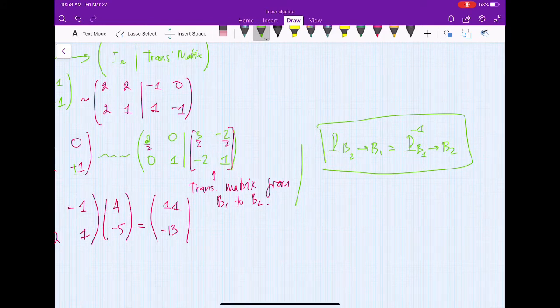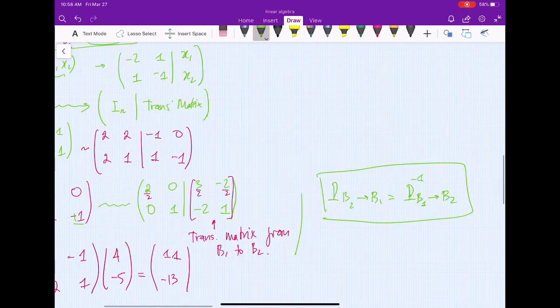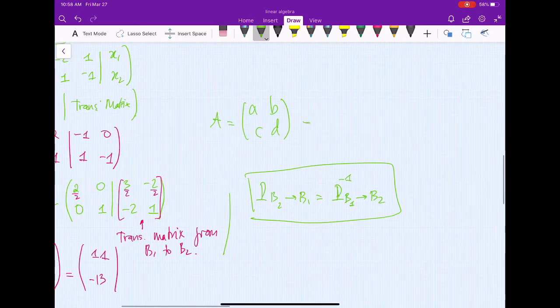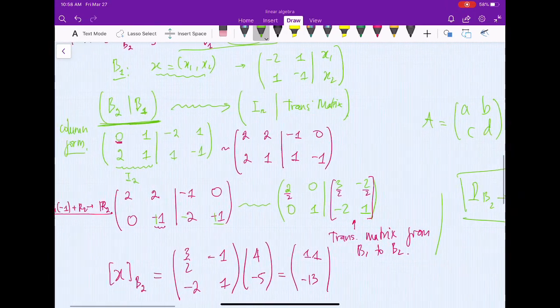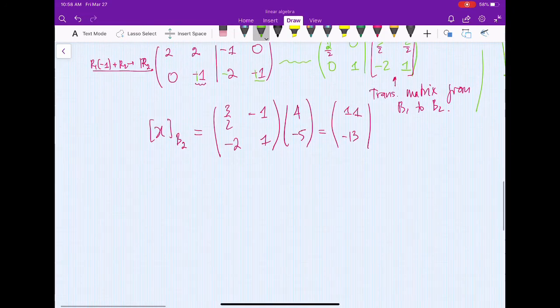And for 2 by 2 matrices, you have the formula of the inverse. If you have matrix A equal to [a, b; c, d], and A is invertible, you can find the inverse matrix as 1 over (ad minus bc) times [d, -b; -c, a]. All right? I just remind you the formula in case we need it in the future.